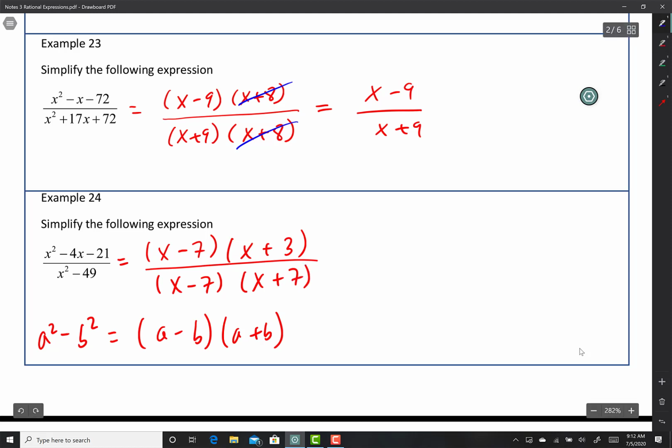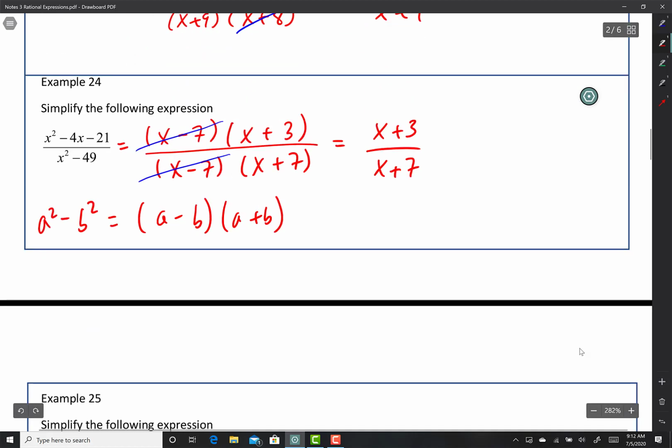And then we just cancel what the factors are that they have in common. I have an x minus 7 one on the top, one on the bottom. So when I do that, now I just have an x plus 3 over an x plus 7. Oh, that plus came out kind of funky, huh? And there it is, guys. All right, let's keep going.